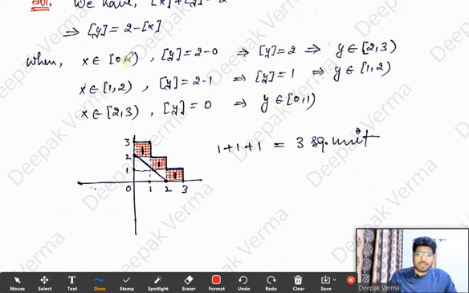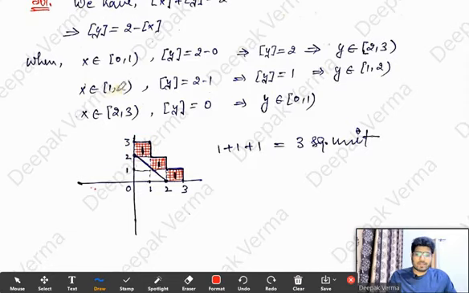Look, when x belongs to 0 to 1, y remains between 2 and 3, 2 and 3. Got it? So for x from 0 to 1, y is always between 2 and 3. So we will get this closed figure, and this is nothing but a square with side 1 unit.